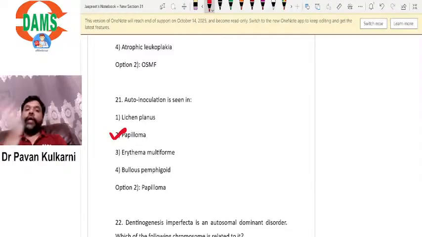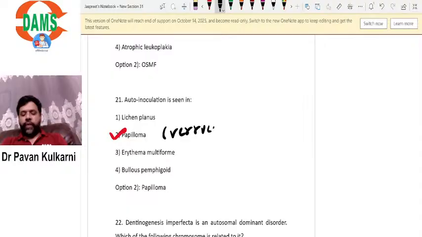That is called auto-inoculation. Same patient, one more lesion will appear. That is called auto-inoculation. Remember, auto-inoculation is typical of the patients of Verruca vulgaris. Actually, it should be Verruca vulgaris, not papilloma. But remember, they have not given Verruca vulgaris in the options. Go with papilloma. Why? Because Verruca vulgaris is the simple skin counterpart of papilloma. Papilloma affects the oral cavity. If it affects the skin, you are going to call it Verruca vulgaris.